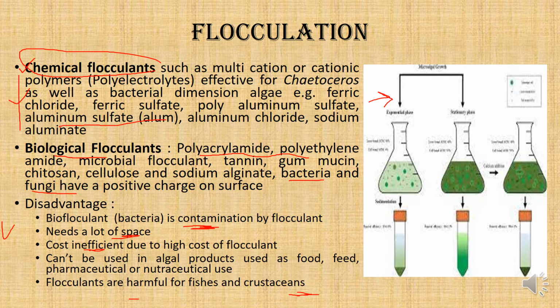And the spent algal slurry that is left, if it is discarded in a water body, is very harmful for the fishes and crustaceans. So they can cause loss of those fishes and crustaceans in the water body where this spent algal slurry is dumped.